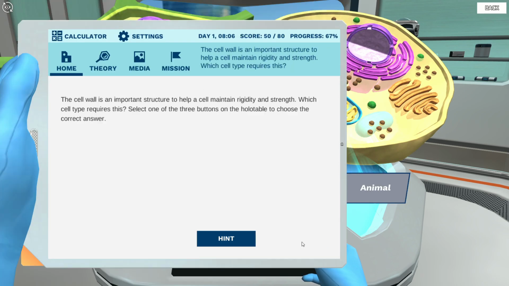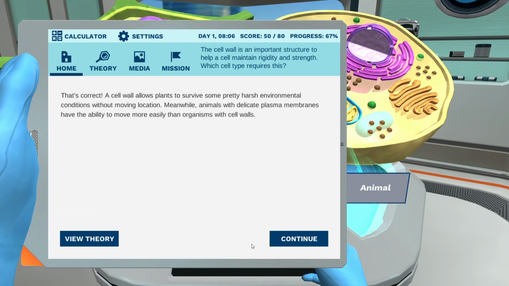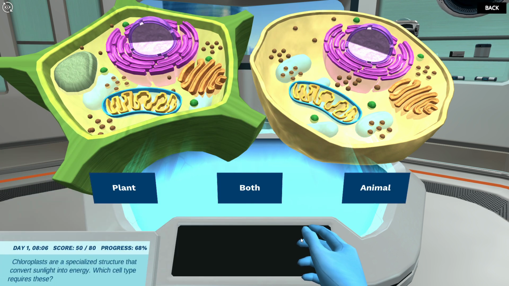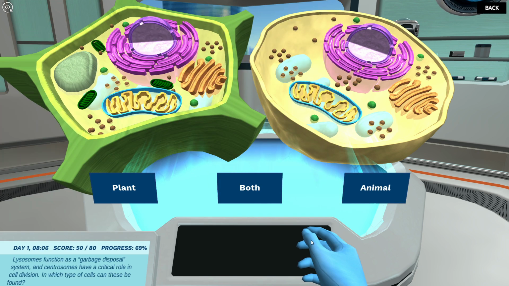The cell wall is an important structure to help a cell maintain rigidity and strength. Which cell type requires this? That's correct. Chloroplasts are a specialized structure that converts sunlight into energy. Which cell type requires these? Lysosomes function as a garbage disposal system, and centrosomes have a critical role in cell division. In which type of cells can these be found? Try again.